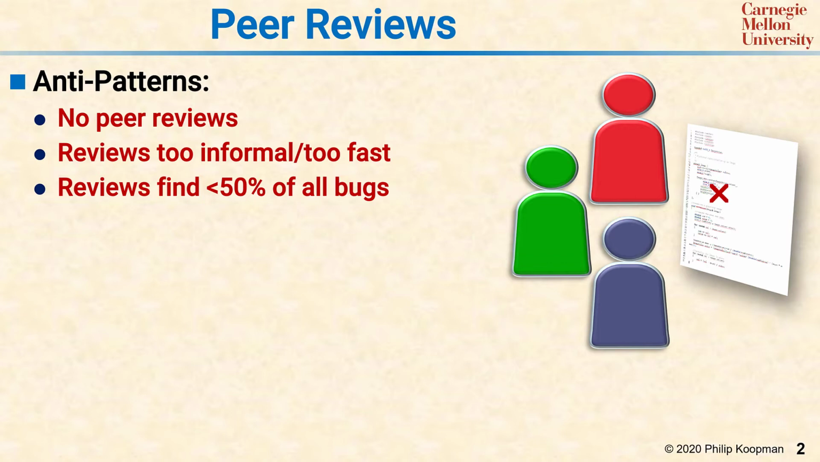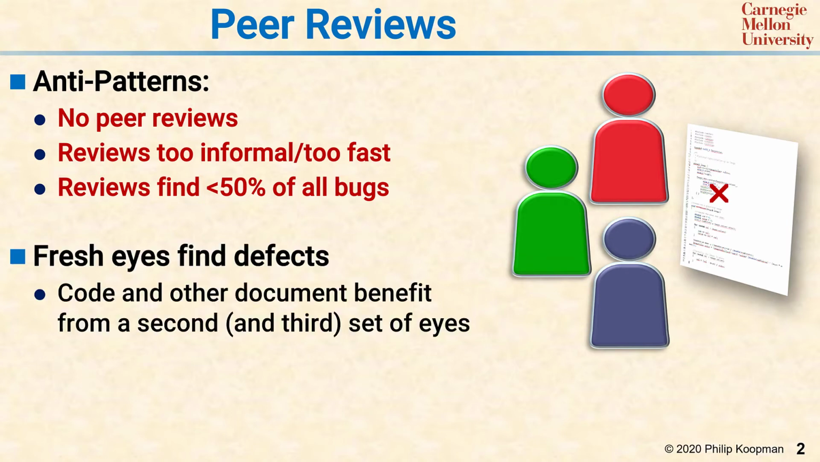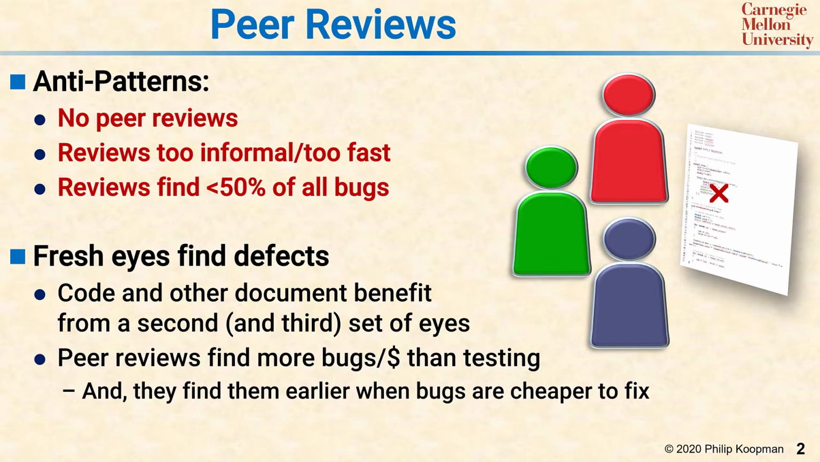The reason that peer reviews work so well is simple. Fresh eyes are going to find defects in your code, your design, and other items. As we'll see, peer reviews find more bugs per dollar than testing. That is partly because people can review code much more quickly than they can write code, or even write tests for that code. It is also because finding code defects before testing, or design defects before coding, is cheaper by far than finding bugs in product testing.